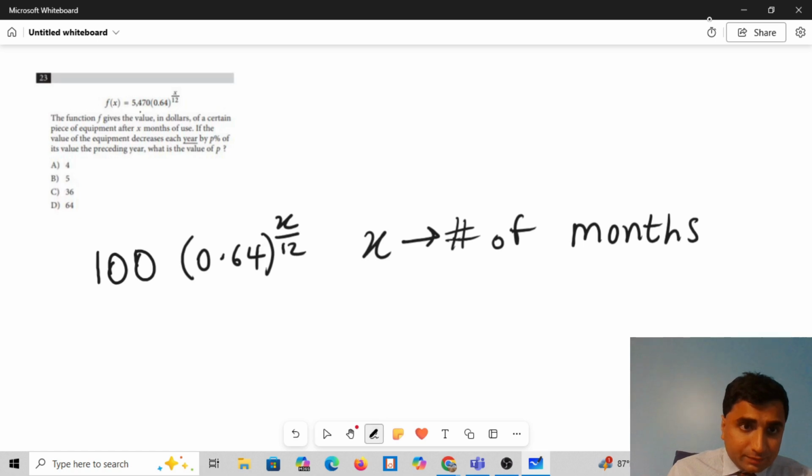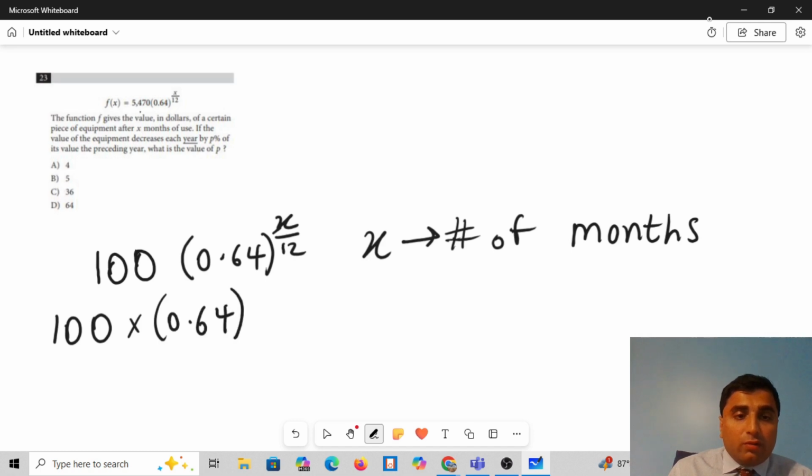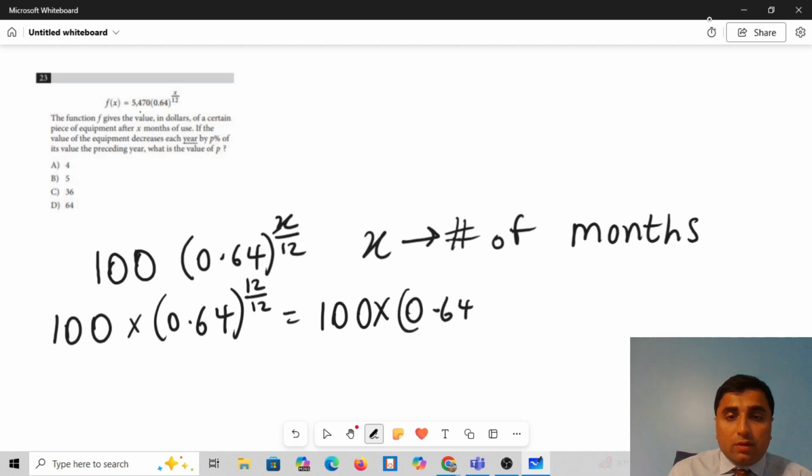Okay, and if you actually work this out, after 1 year, what is the value going to be after 1 year? After 1 year, meaning after 12 months, the value is going to be 100 multiplied by 0.64 raised to 12 over 12, because 12 months have elapsed. And that is going to be equal to 100 times 0.64, and that is going to be equal to 64.